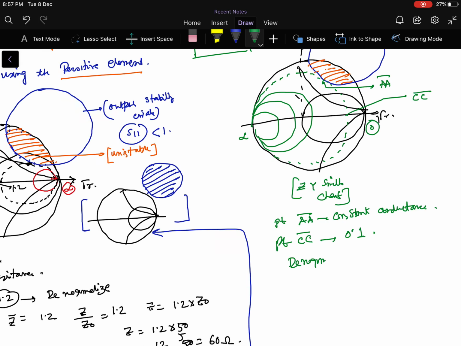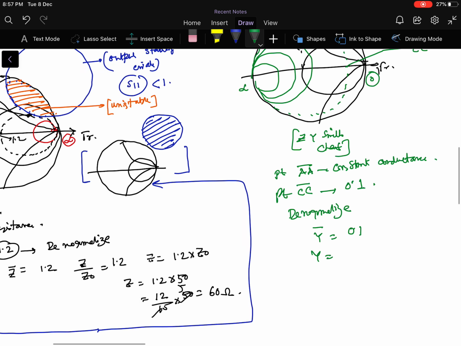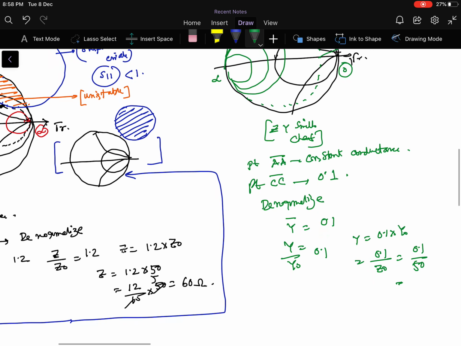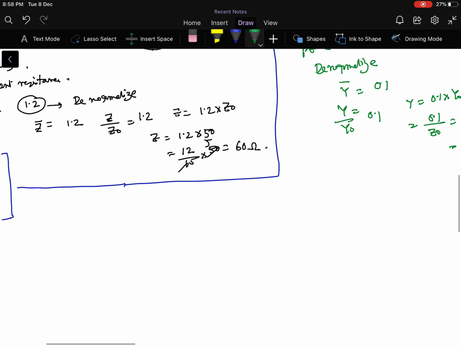This is normalized, so I have to denormalize it. If I denormalize it, y bar equal to y by y0 equal to 0.1, then it will be 0.1 into y naught, 0.1 by z naught, 0.1 by 50. If I calculate it, it's going to come around 2 millisiemens, or if I invert it, it goes to 500 ohm.